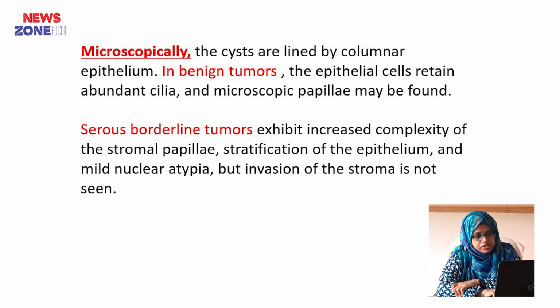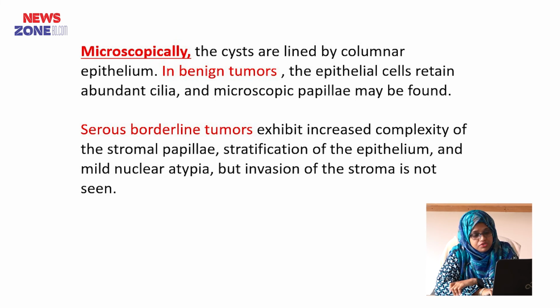Now come to the microscopic examination. Microscopically, the cyst wall is lined by columnar epithelium. In case of benign tumor, the epithelial cells retain abundant cilia and microscopic papilla may be found. In serous borderline tumor, there is increased complexity of the stromal papilla and also stratification of the epithelium, and mild nuclear atypia is also present, but there is no invasion to the stroma. So this is called serous borderline tumor.